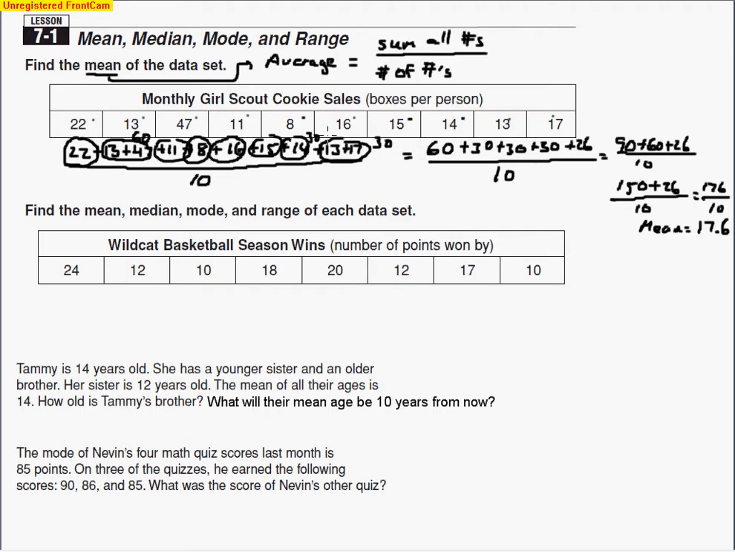And so let's see what they're asking here. Monthly Girl Scout cookie sales, boxes per person. So we end up saying that there's about 17.6 boxes per person. Or if we were to round this to the nearest box, it'd be maybe 18 boxes because it's closest to 18. But we'll just go ahead and leave the answer as 17.6 boxes of cookies that we'll end up buying there.